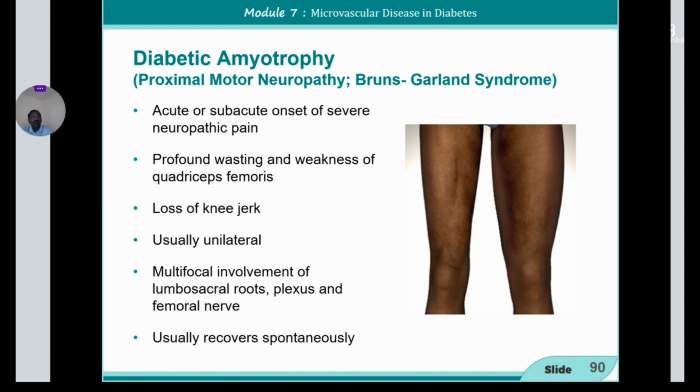Here the treatment is to control the blood sugars effectively, and if the patient has other comorbidities like hypertension, dyslipidemia or smoking, you advise them accordingly. That's how this can be controlled, and physiotherapy can also help them. So this is the proximal motor neuropathy we often see in some of the chronic diabetic individuals.